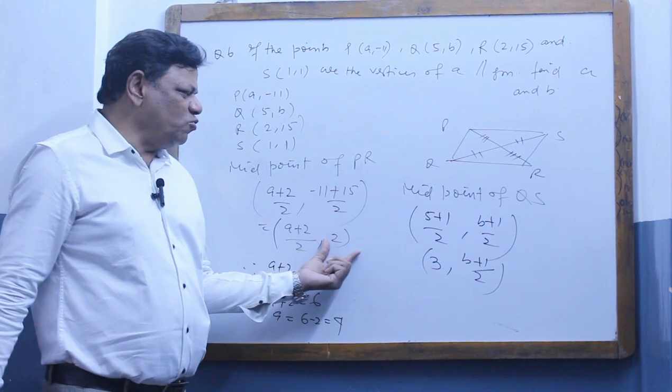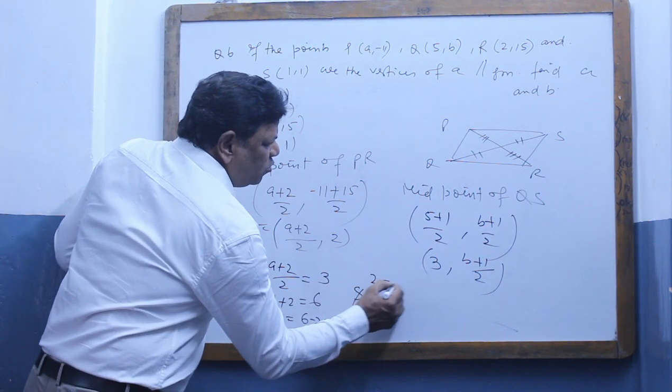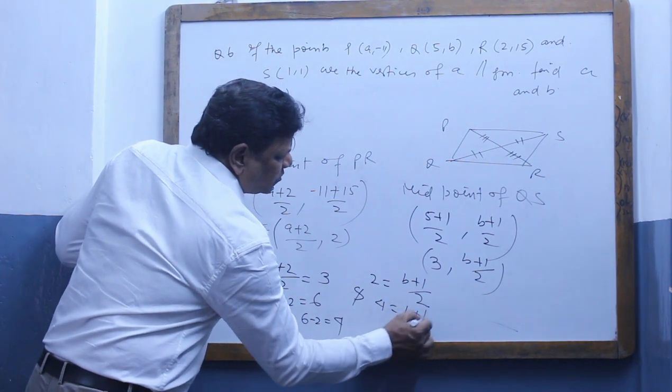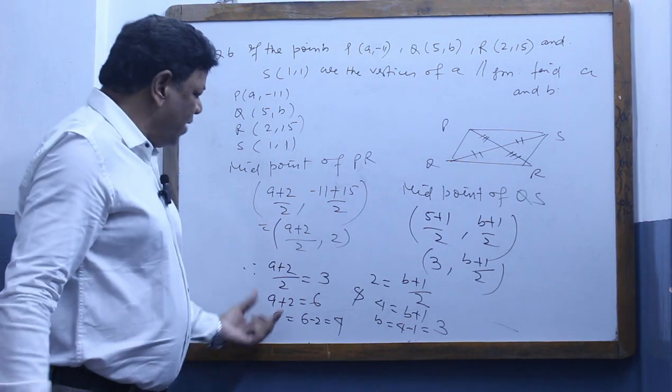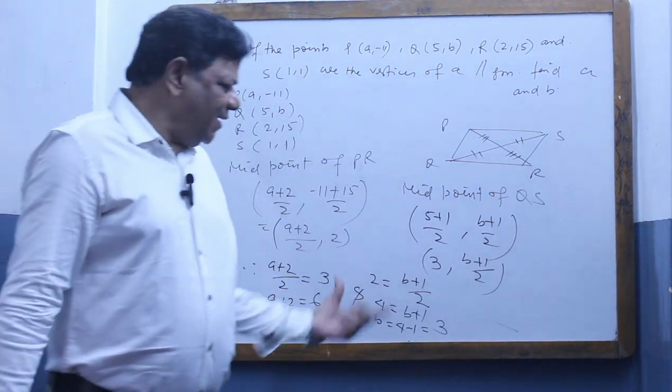Now the next part is 2 equal to B plus 1 by 2. And what can I say? 2 equal to B plus 1 by 2. So 4 equal to B plus 1. So B equals what? 4 minus 1, 3 I got. So the value of A is 4. The value of B is 3. I think you are clear on this sum.